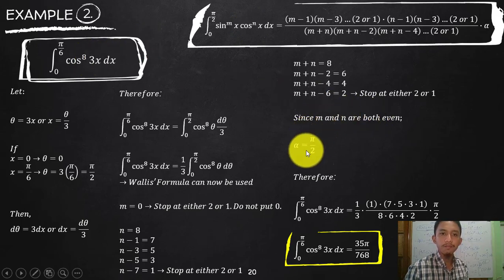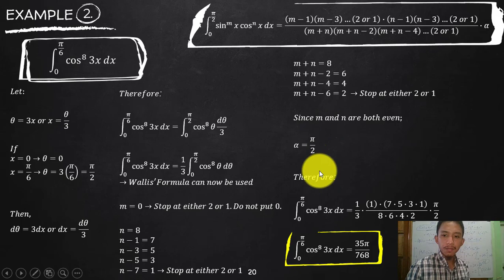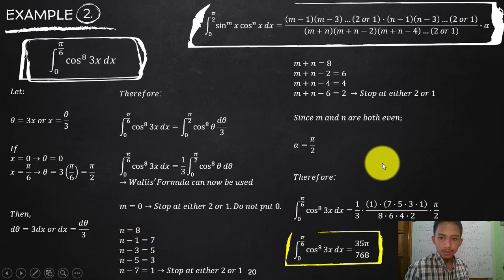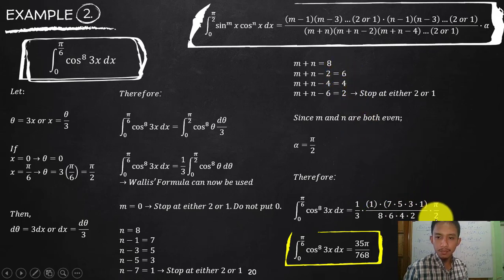use pi over 2. Now apply, substitute to the formula. These are our multipliers. Do not include that one since we are on top, isn't it? So 7 times 5 times 3 times 1. And of course 1, or there is no need for you to write that one. And below that is 8 times 6 times 4 times 2. And then our alpha, which is pi over 2. And do not forget, there is that 1/3 outside. Okay, do not forget that one. Then, of course, multiply that, and you will end up with the integral to be 35 pi over 768.